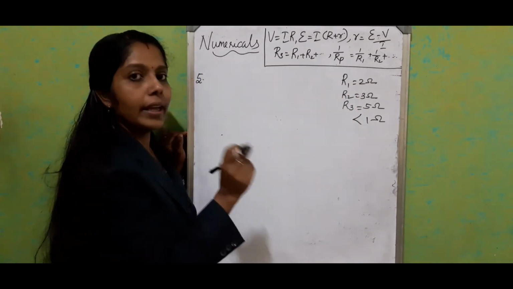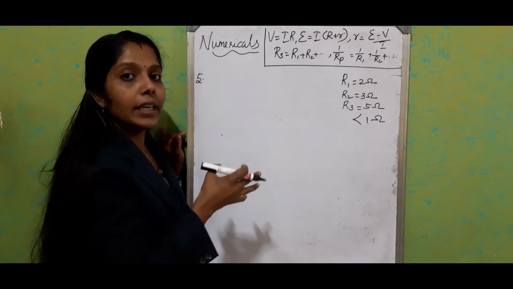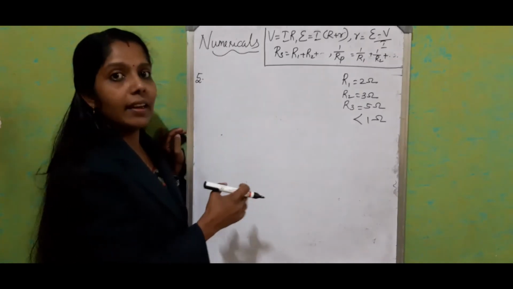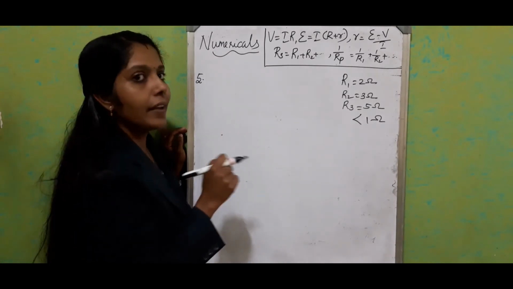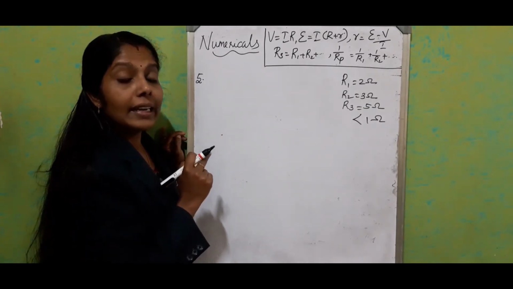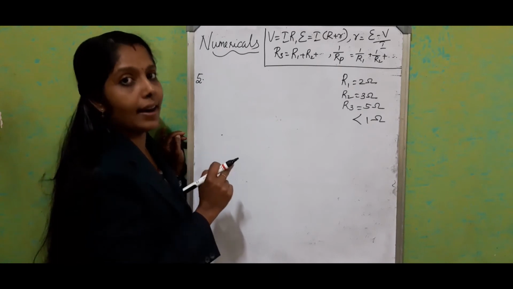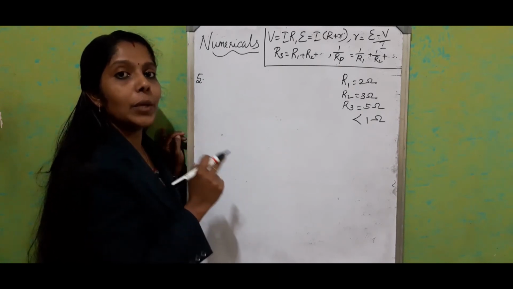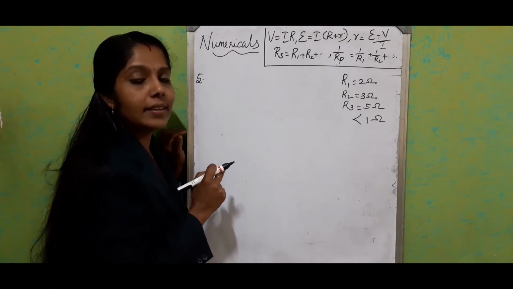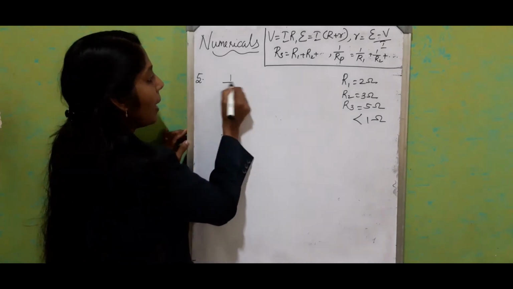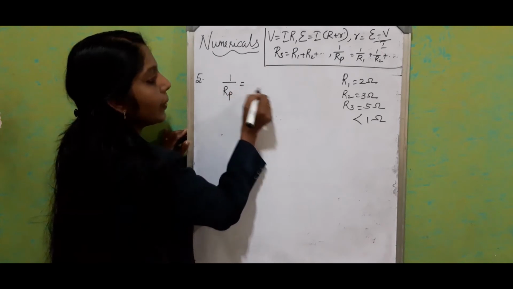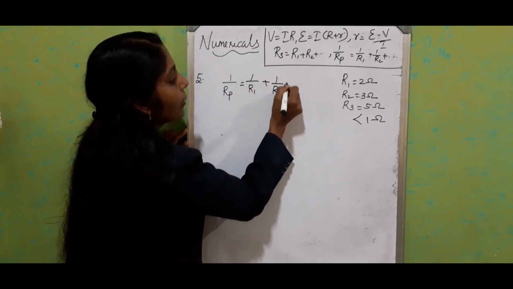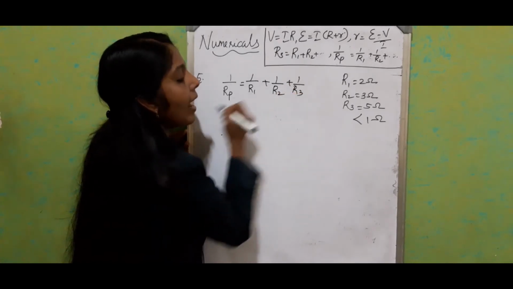the effective value will be less than that of the least one. So here they have given a condition, the effective resistance should be less than 1 ohm. That means less than the least value. So how do we have to connect the circuit? The connection should be in a parallel way. Which equation do we have to use? The equation to find the effective resistance in a parallel circuit: 1 by Rp is equal to 1 by R1 plus 1 by R2 plus 1 by R3.